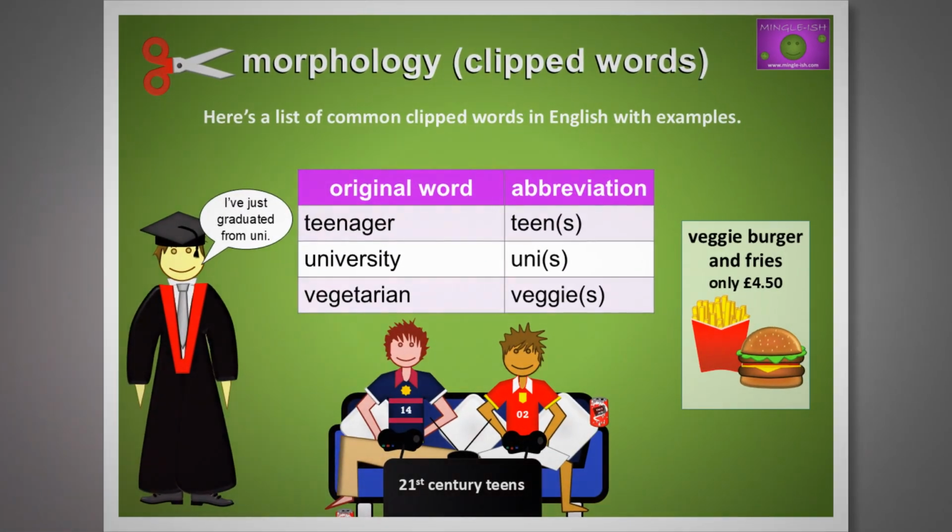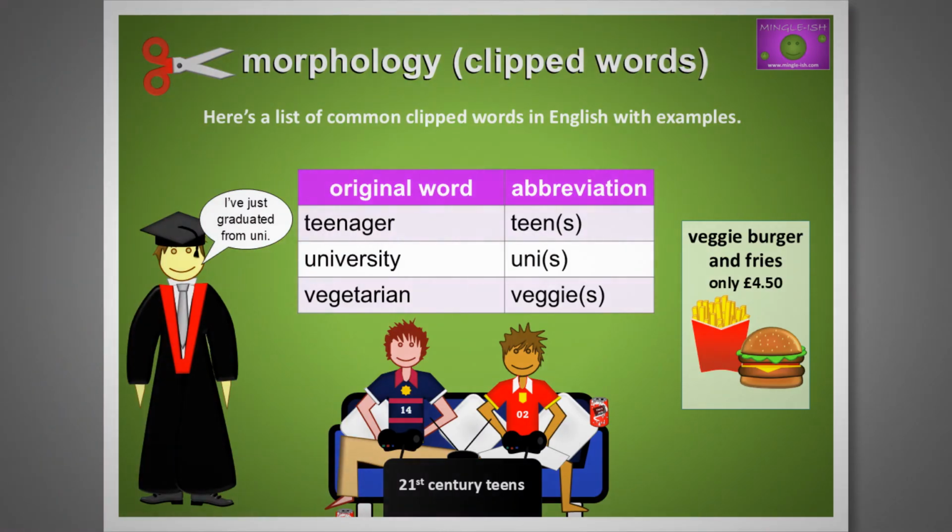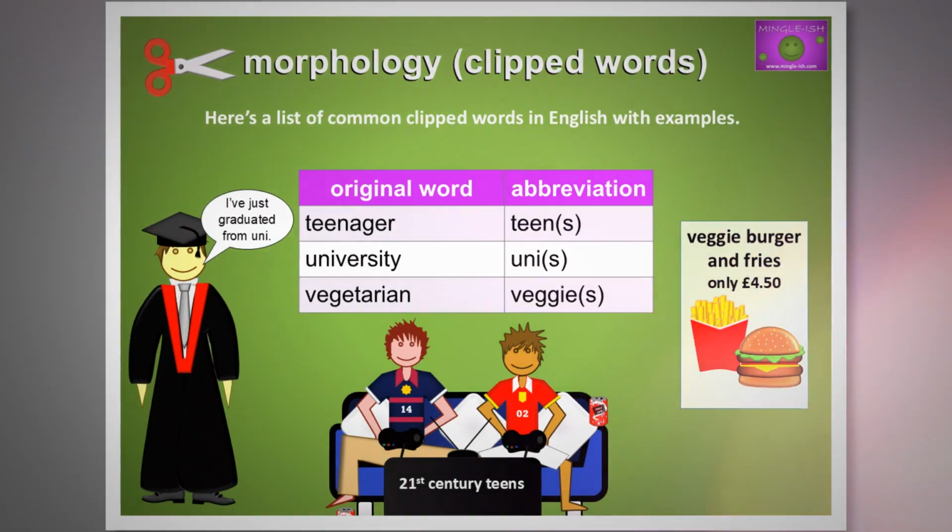And finally, teenager becomes teen. 21st century teens are so lazy. University becomes uni. I've just graduated from uni. Vegetarian becomes veggie. Veggie burger and fries is only $4.50.